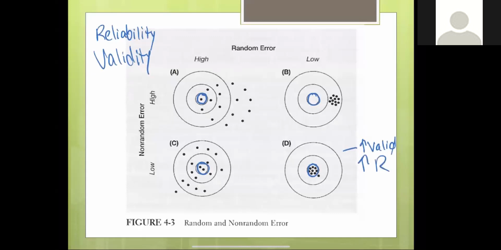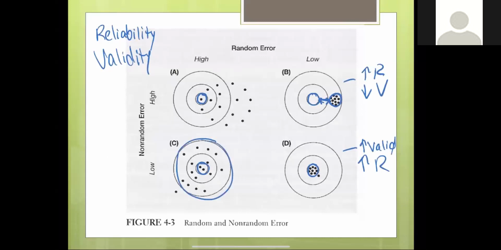Every time we shoot, we hit the middle of the target. Something like this would be high reliability but low validity. We're reliable, and every time we shoot we get the same spot, except the problem is we're off our target, and therefore we're not measuring exactly what we want.